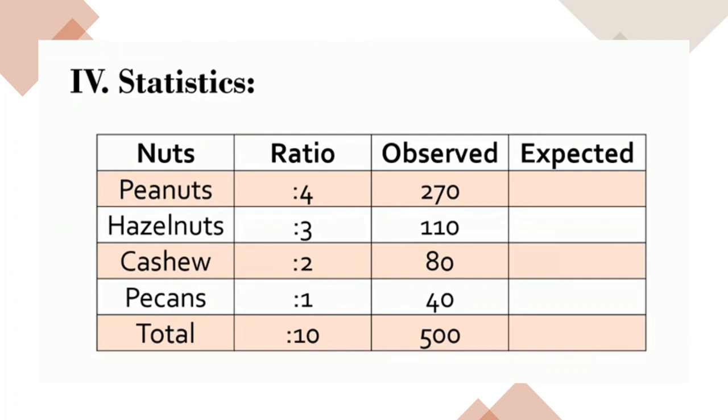Next will be the statistics. As we can see, we have here a table of data from the example. From the first column, we have nuts. The second column, we have the ratio. The third column, we have the observed. And we have the fourth column, which is empty for the expected.